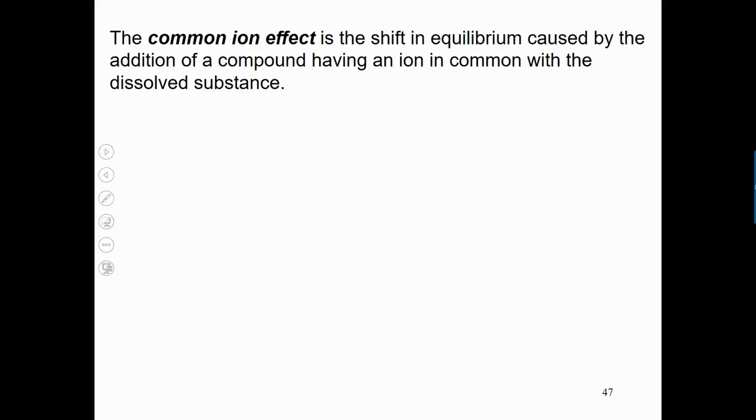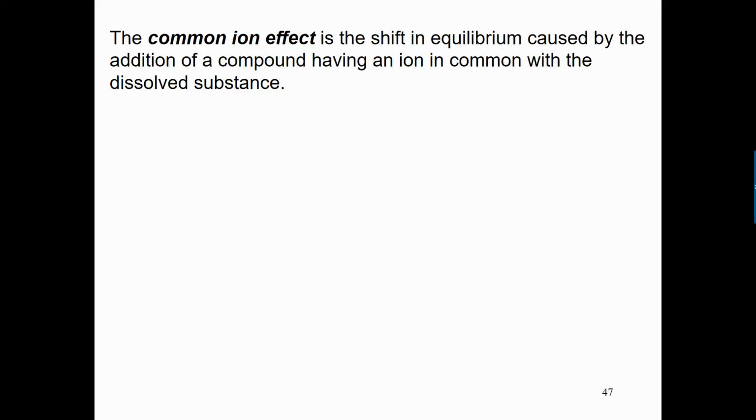Okay. Now I want to consider this definition of the common ion effect. So, in Le Chatelier's principle, we learned that if you increase the concentration of something, that shifts your equilibrium, right? It shifts your equilibrium. Well, that's what we mean by the common ion.